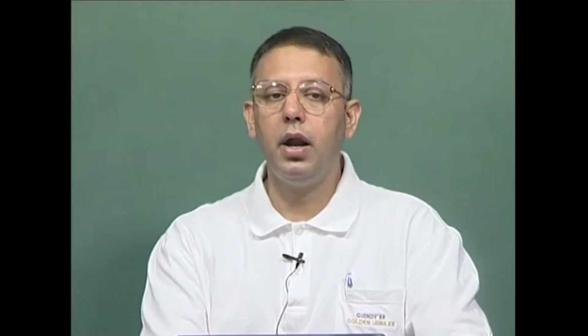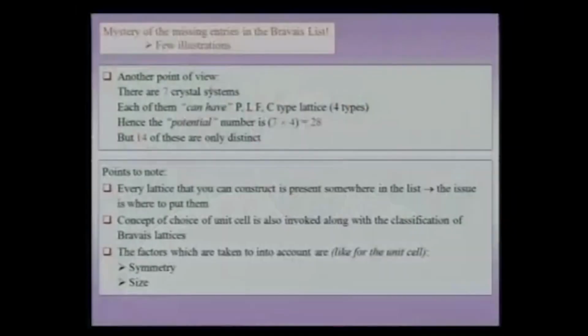Now we will take a few illustrations to understand the underlying principles which make us understand why some of these lattices are missing. So let us review some of the points: there are 7 crystal systems. Each of them can have a primitive, body centered, face centered or side centering, which means there are 4 types in each of the 7 crystal systems. Then the potential number is 7 times 4, 28. But we see that only half of them, 14, survive.